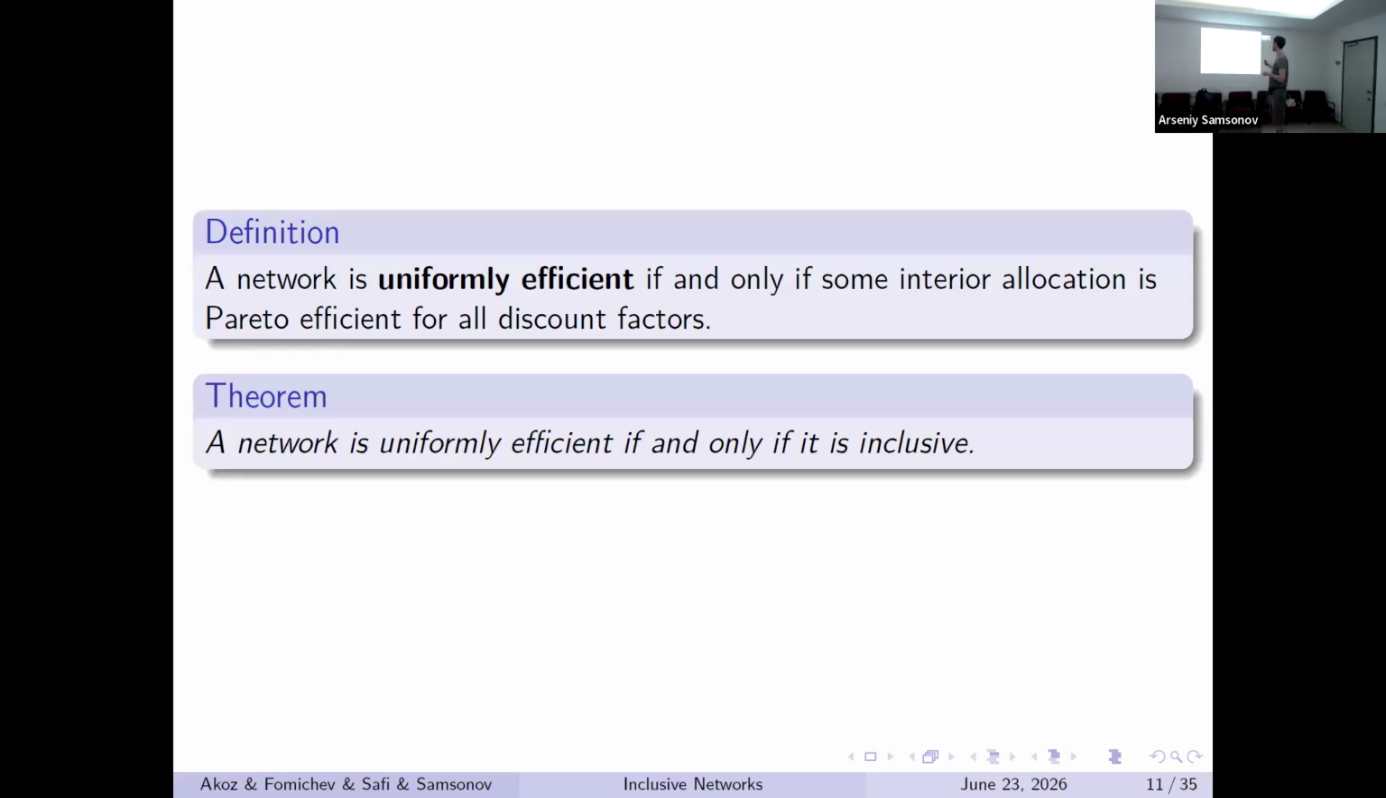Uniformly efficient means that some allocation where everyone gets strictly more than zero is Pareto optimal for all discount factors. So we can fix these endowments, we can play around with discount factors, and it will always stay Pareto efficient. For any possible profile of discount factors. Including also 0 and 1? No, 0 and 1 are not included. So discount factors strictly between 0 and 1.